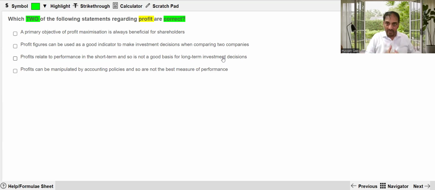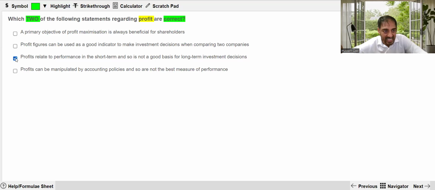Profit is something good for the performance measurement of the short term, but it's not the performance measurement of the long-term investment decision. Profit can be manipulated by accounting policy. There are a lot of accounting policies through which the directors of the management can manipulate. For example, IAS 16 cost or revaluation model. For example, IAS 37 provisions. So yes, it's possible, and so it's not the best measure of performance.